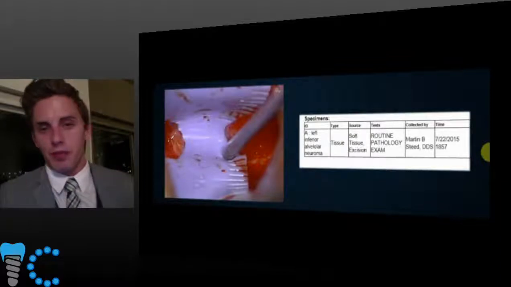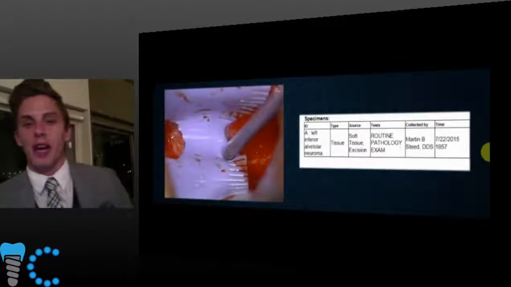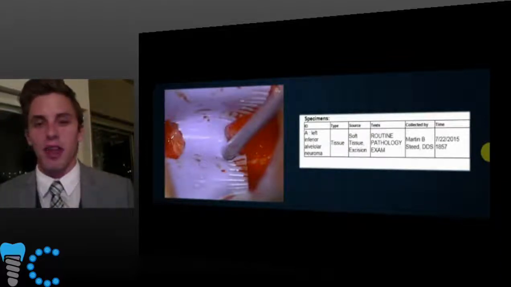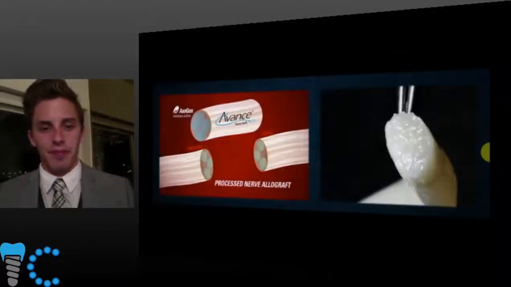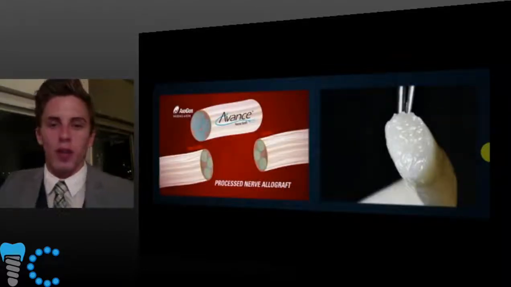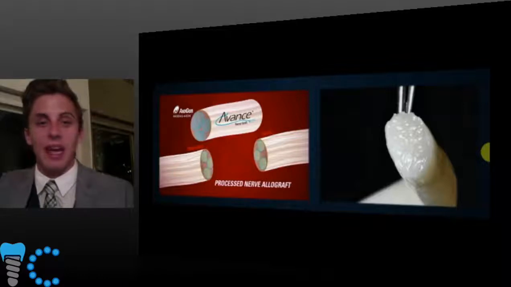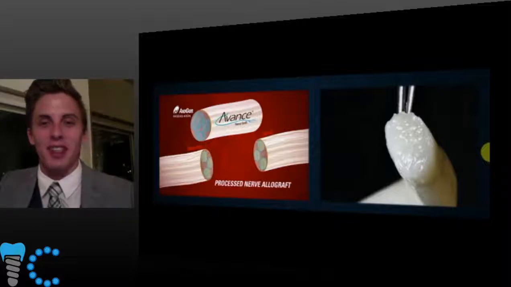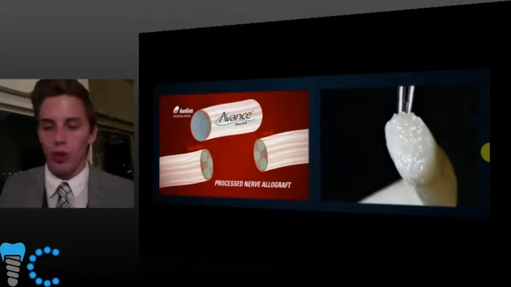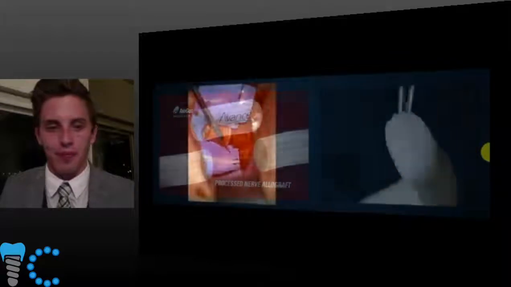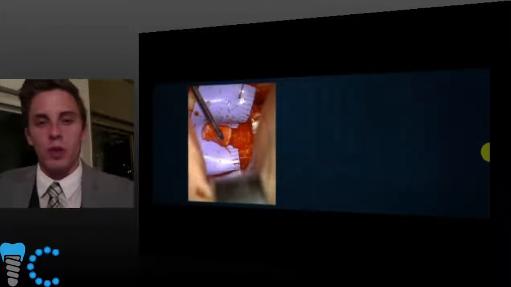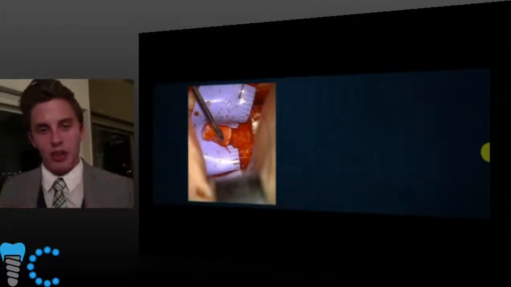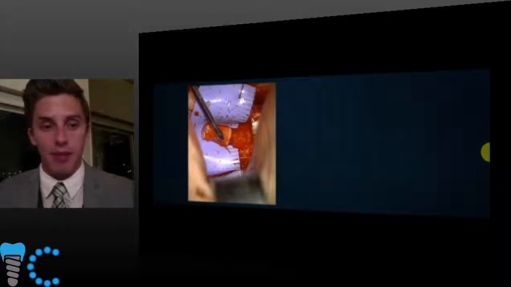Anytime you remove tissue, you do have to send it off to pathology. And this is the graft that we use. Unfortunately, I'm not getting paid by them. It'd be nice to have my student loans paid off, maybe sometime soon. But this is the processed nerve allograft, from Avance. And what we do is we just basically connect the two ends, or fill the gap.